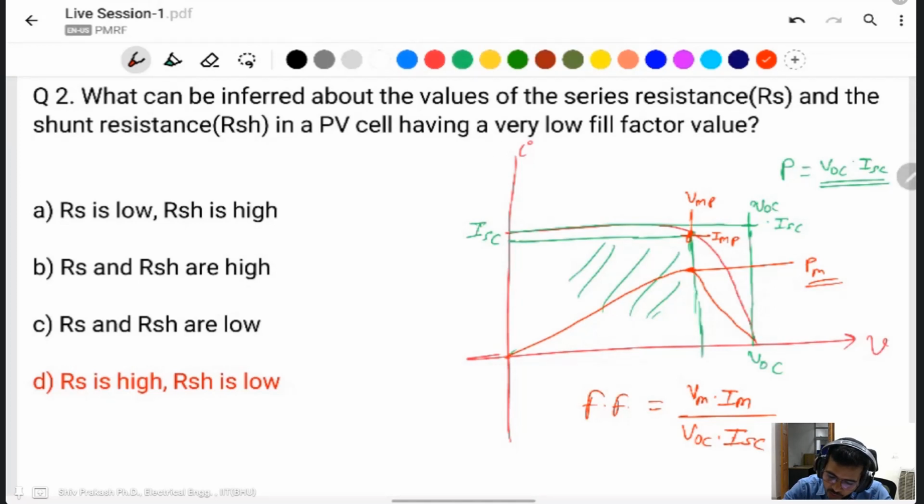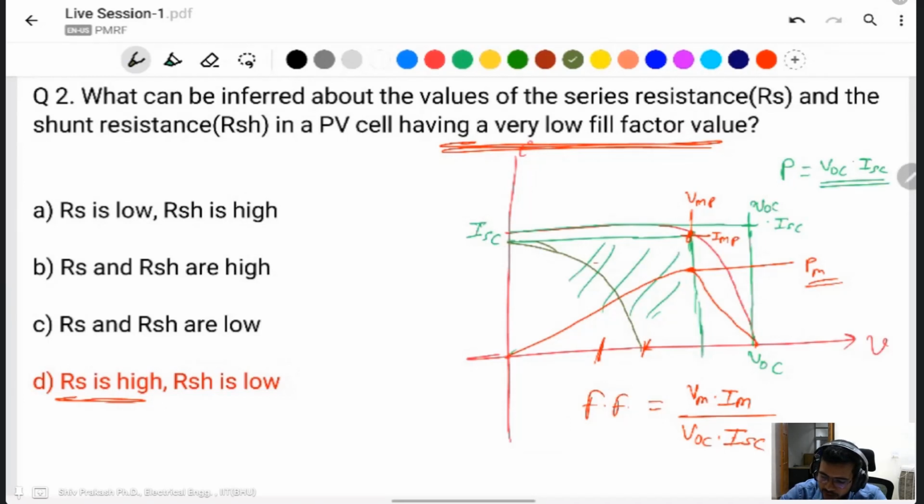Then what is a very low fill factor? It means the series resistance is very high, so the voltage drop is very high, and the shunt resistance is very low. A large amount of current flows through the shunt resistance instead of the terminal. If you increase the series resistance and reduce the shunt resistance, the graph flows like this, and the current, voltage and power are all reduced.